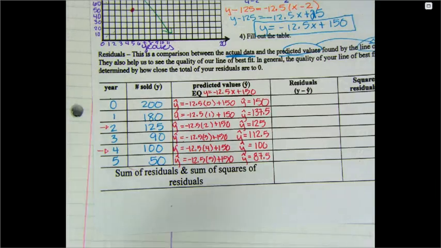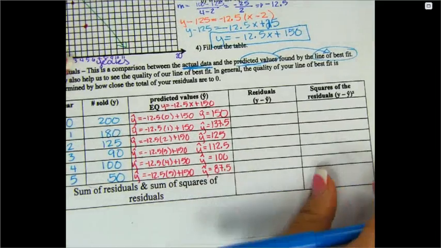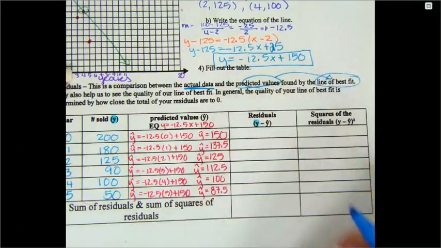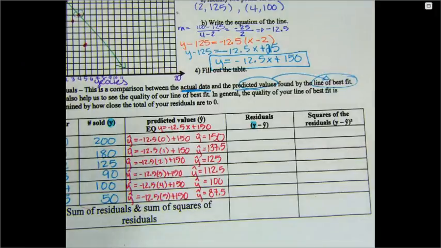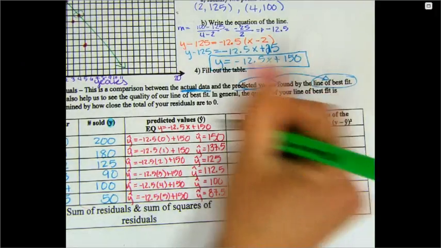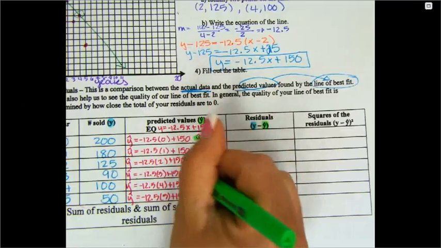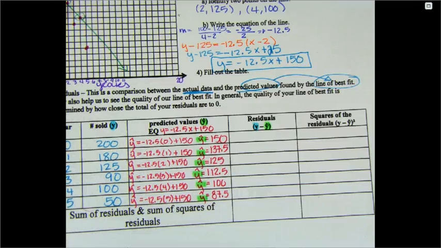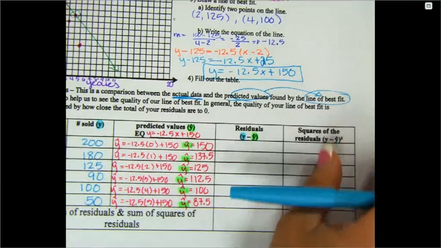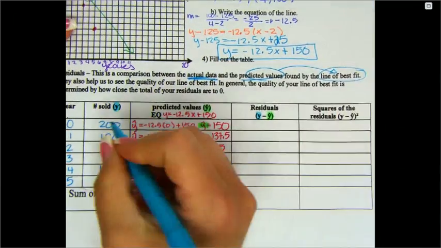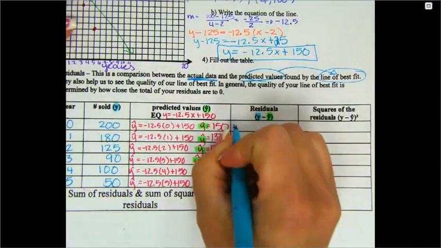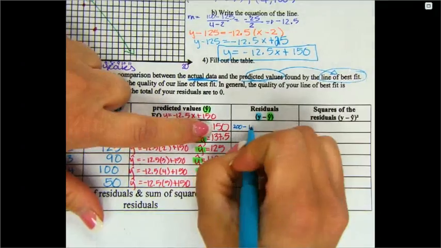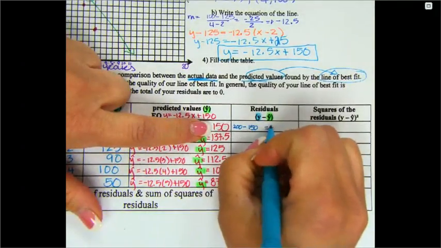All right, now the next part. It says you're going to do what for the residuals. You're going to do y, which is here, minus y hat. Y hat is here, which are all of these that you just found. Do you understand? Okay, I'm going to write in here super small. What's my y for the first one? 200. We're going to subtract what? What's my y hat? 150.